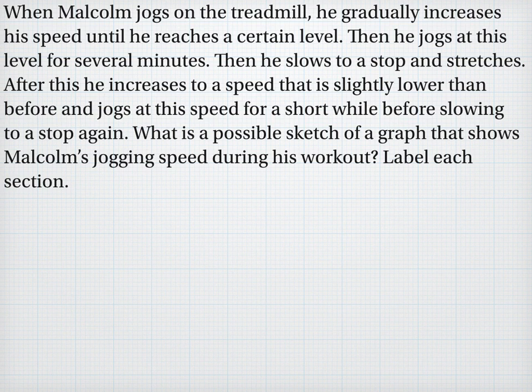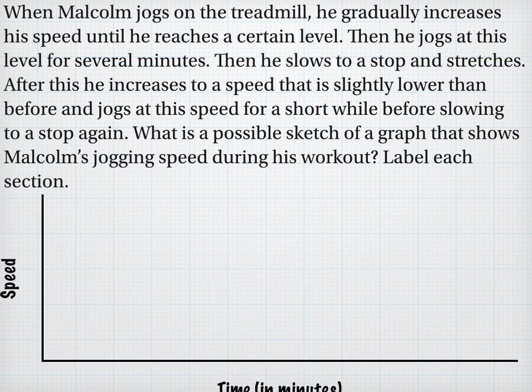The next example, or the last example, says when Malcolm jogs on the treadmill, he gradually increases his speed until he reaches a certain level. Then he jogs at this level for several minutes. Then he slows to a stop and stretches. After this, he increases his speed to slightly lower than before and jogs at this speed for a short while before slowing to a stop again. What is a possible sketch of a graph that shows Malcolm's jogging speed during his workout? And it asks us to label each section.